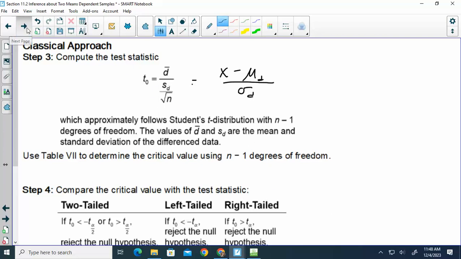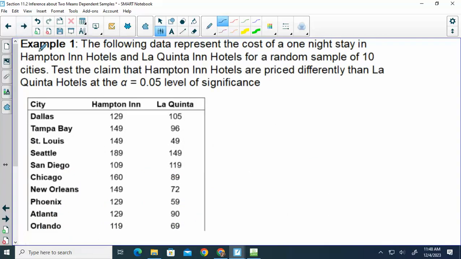So let's look at an example. The following data represent the cost of a one-night stay in Hampton Inn Hotels and La Quinta Inn Hotels for a random sample of 10 cities. Test the claim that Hampton Inn Hotels are priced differently than La Quinta Hotels at the alpha equals 0.05 level.